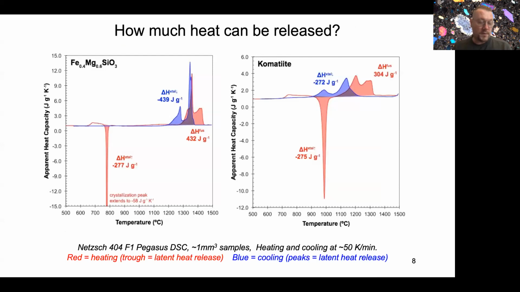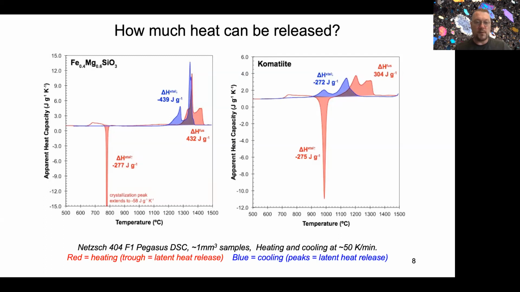Okay, we can also quantify the heat release using calorimetry. So on the y-axis here is the apparent heat capacity in joule per gram per Kelvin, and on the x-axis is temperature. So if we start with our pyroxene again, we started with the glass, we heated it up, it went through the glass transition, the heat capacity increased, now we're liquid, and then it began to crystallize. And here we're just above Tg, glass transition, a long way below the liquidus. And so here crystallization was very fast.